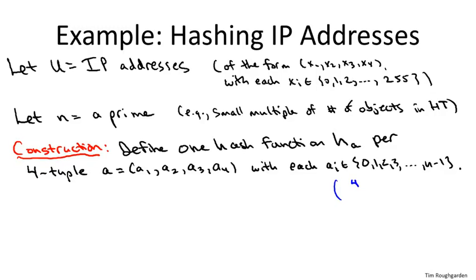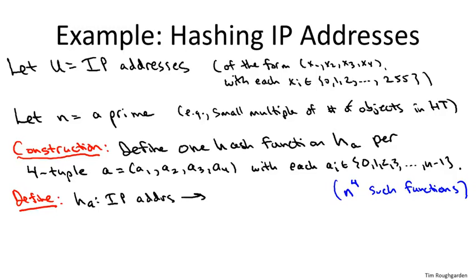So that's fine. I've given a name to n to the 4th different functions, but what is any given function? How do you actually evaluate one of these functions? Remember what a hash function is supposed to do, and how it type checks. It takes as input something from the universe, in this case an IP address, and outputs a bucket number. And the way we evaluate the hash function h sub a, remember a here is a 4-tuple, and an IP address is also a 4-tuple. Each component of the IP address is between 0 and 255. Each component of a is between 0 and n minus 1, so for example, between 0 and 996.